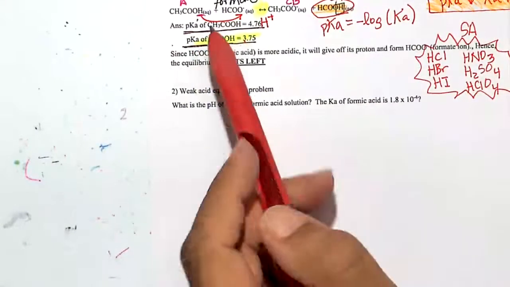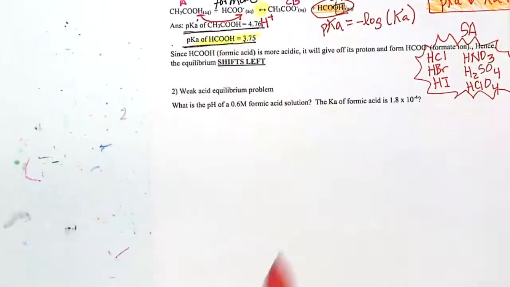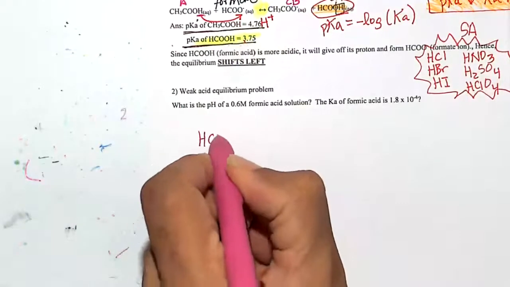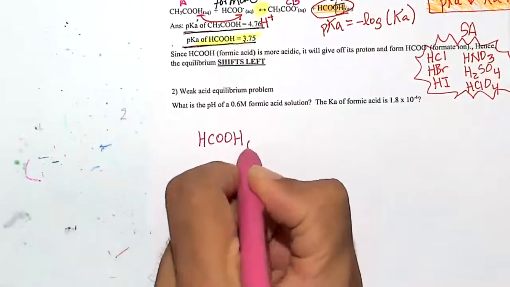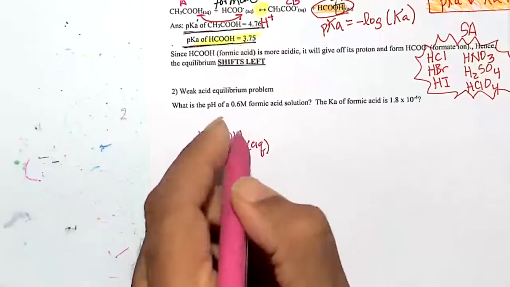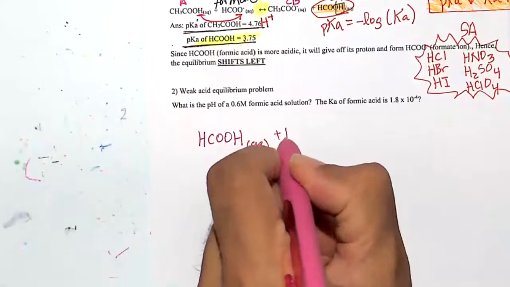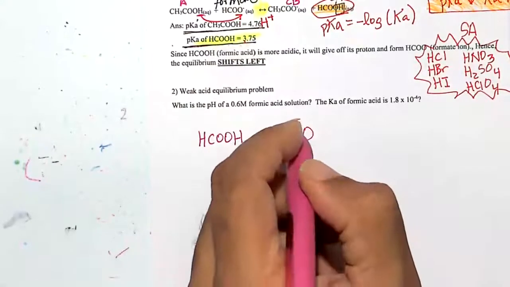Well, formic acid, actually it's right here, it's not one of these 6, it's a weak acid, so we have to use the ice table. So here's the equation for that. HCOOH. Okay, you're going to have to write this equation on the exam. This is the equation for Ka.